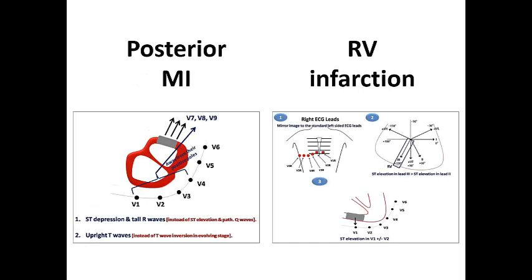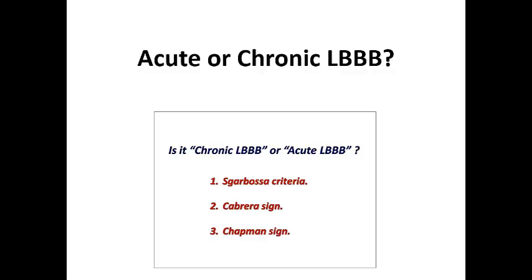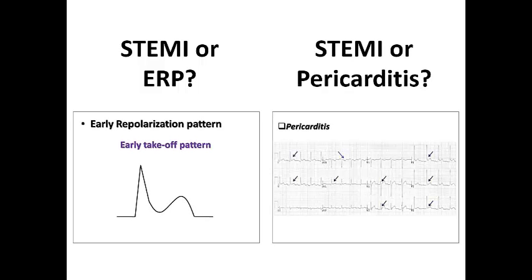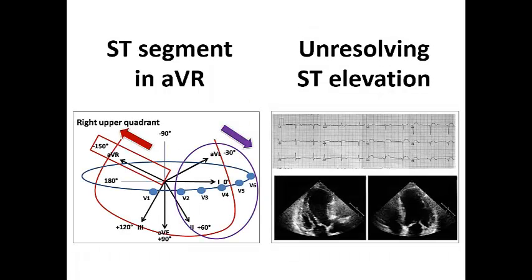We discussed, of course, two interesting lectures about the posterior MI or posterior STEMI, as I prefer to call it, and RV infarction and how to diagnose them. We also asked three important questions. The first one was acute or chronic left bundle branch block, STEMI or early repolarization pattern, and STEMI or pericarditis. Also, we discussed the ST segment in aVR, and we corrected, of course, many misconceptions about this, and unresolving ST elevation and its clinical significance.